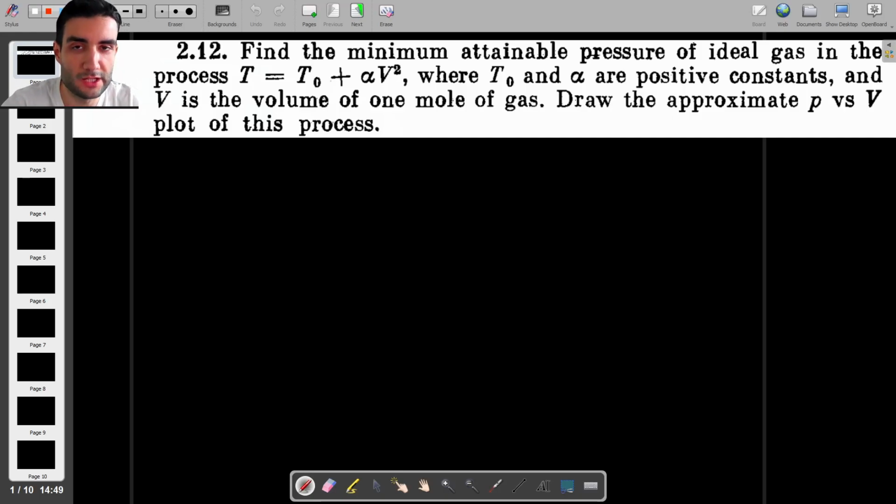Here's another thermodynamics question which explores this idea of finding the minimum or the maximum of one of the properties of the gas during a certain process. And this is the kind of question that you might encounter as a first year engineering student if you're doing something like aerospace or mechanical engineering.